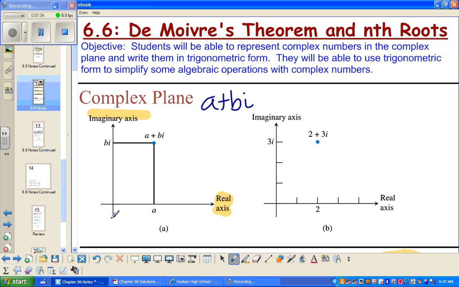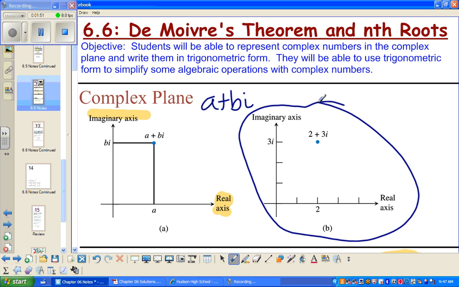And just like traditionally, if a is positive, you move to the right. If a is negative, you move to the left that amount. If the bi part, if the b is positive, you move up that amount. If it's negative, you move down that amount, as shown here in this example of plotting the complex number 2 plus 3i. You move to the right 2, and you move up 3.